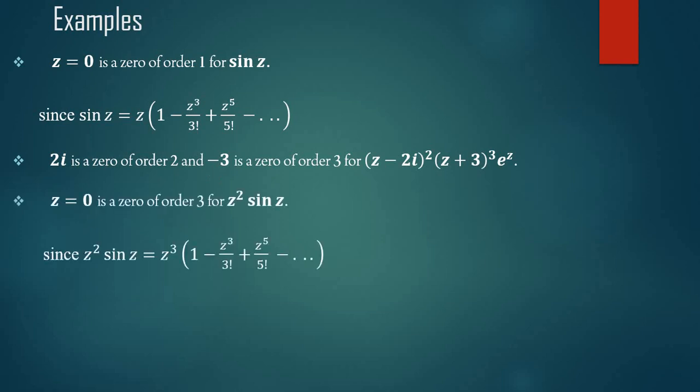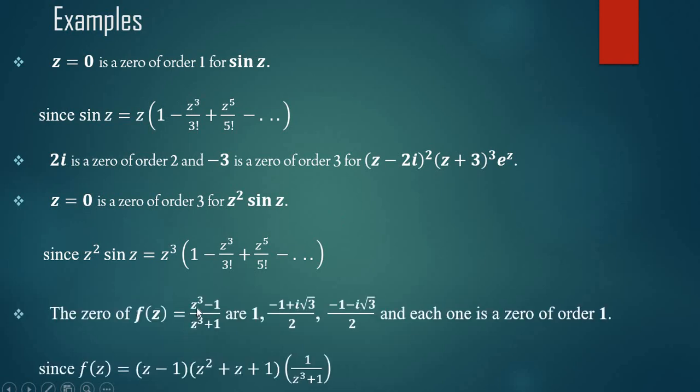Next function is z square into sin z, that can be written as z cube into (1 minus z cube by 3 factorial plus z power 5 by 5 factorial minus etc.). Phi(0) is not equal to 0 and (z minus 0) power 3 we have. So 0 is a zero of order 3 for this function.